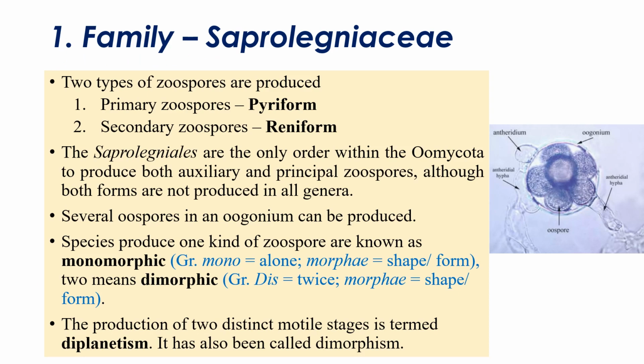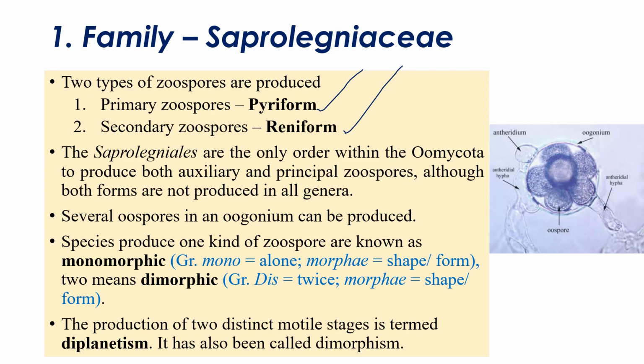In the family Saprolegniaceae, two types of zoospores are produced. I'm not going to tell you in detail about all those things, just the common and important features I have mentioned here. Two types of zoospores are produced in the life cycle of Saprolegniaceae or Saprolegnia. The primary zoospores are pyriform in shape. The secondary zoospores are reniform in shape.